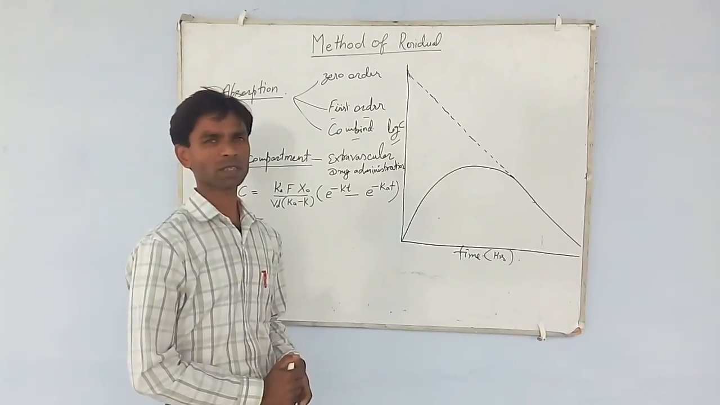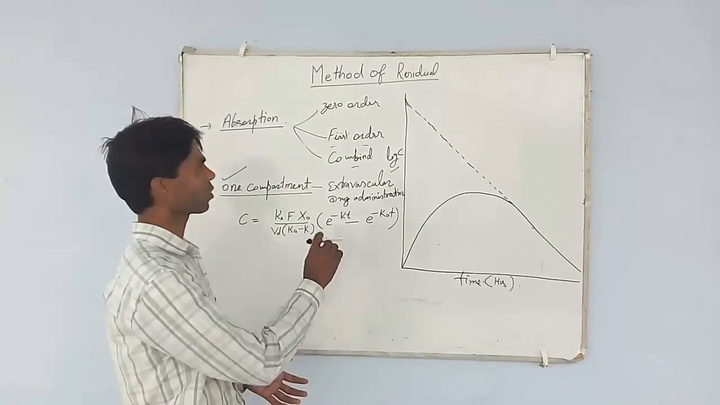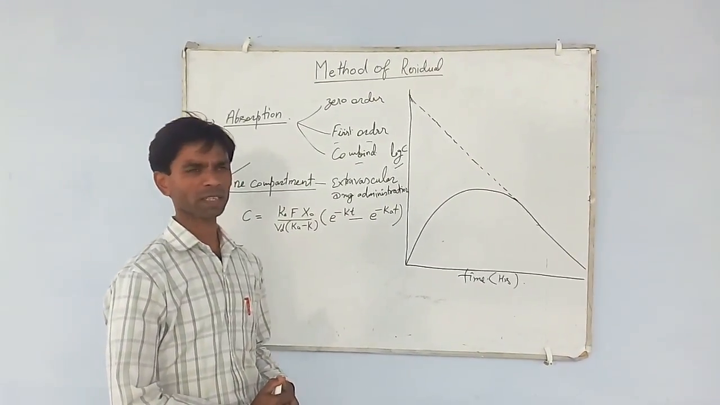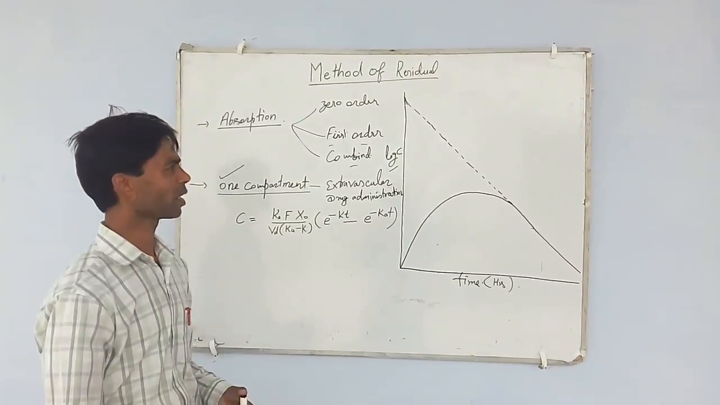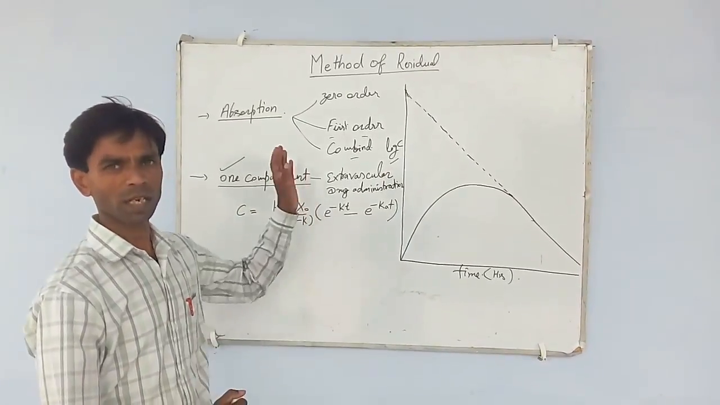Everybody. Today we are here to determine the absorption rate constant by the method of residuals. The method of residuals is also known as the feathering method, stripping method or peeling method. For determining the absorption rate constant, we can introduce absorption.